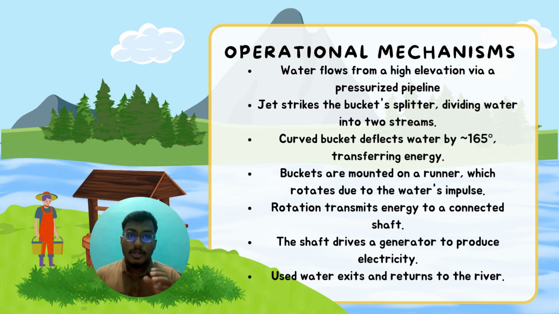So the runner rotates due to the impulse, and the rotational energy is transmitted to the shaft to drive a generator to produce electricity. So finally, the used water exits the turbine and is returned to the river, and that completes the cycle.